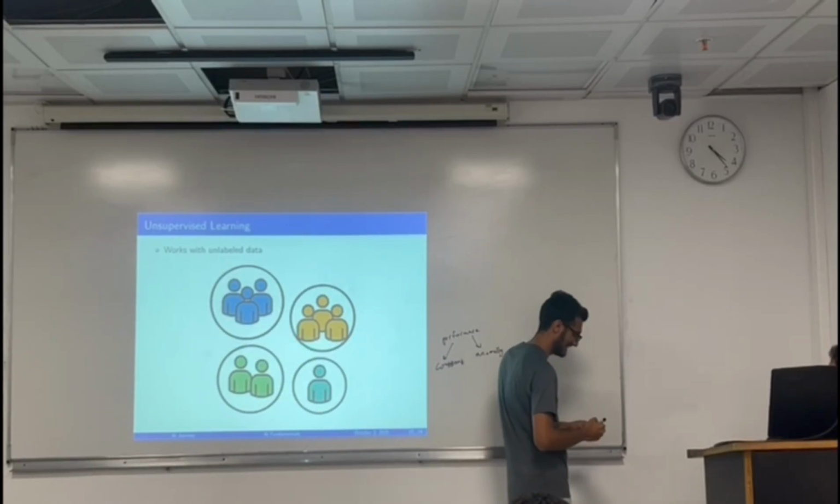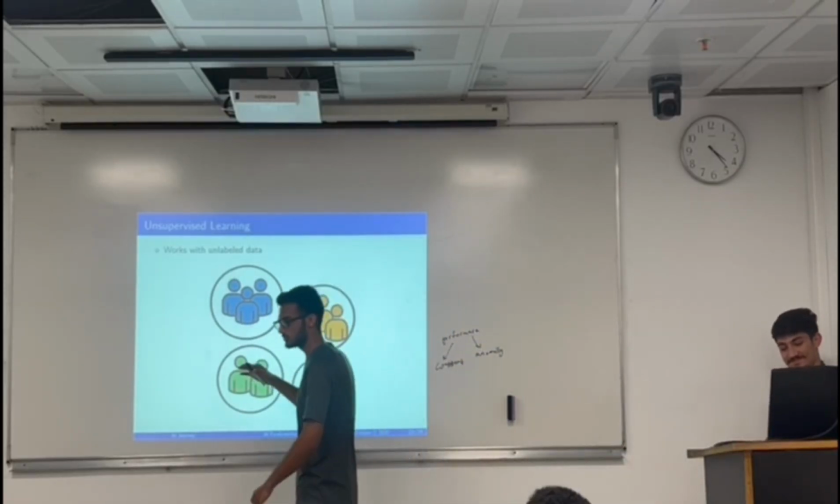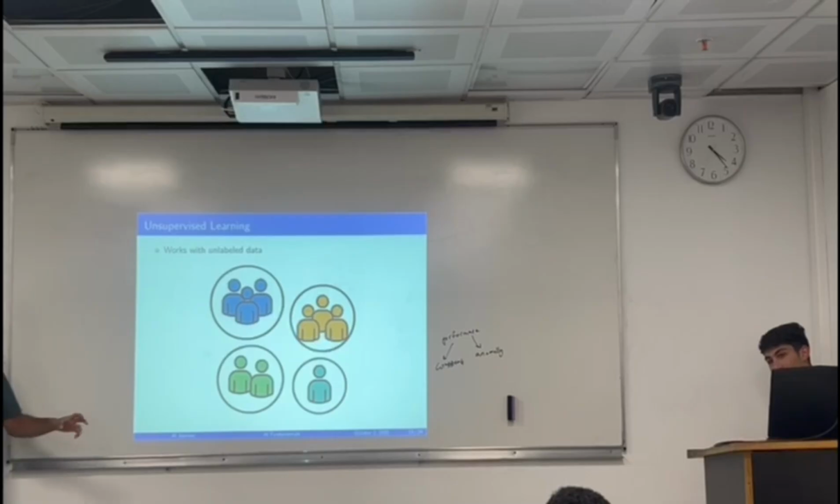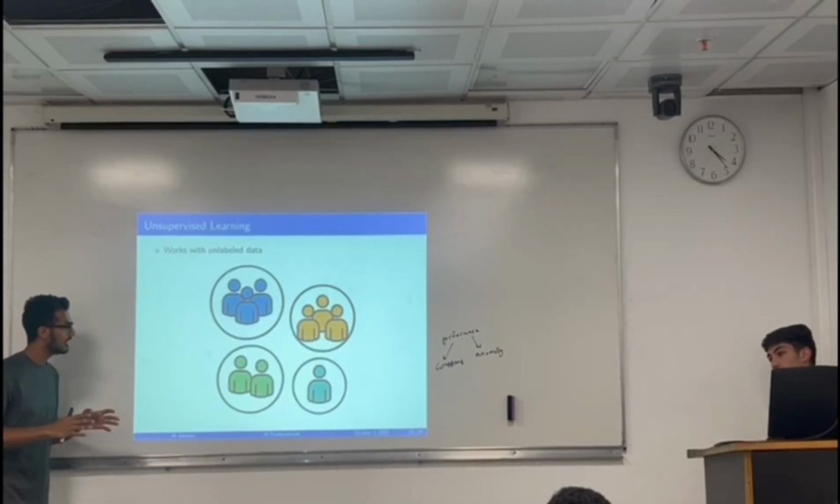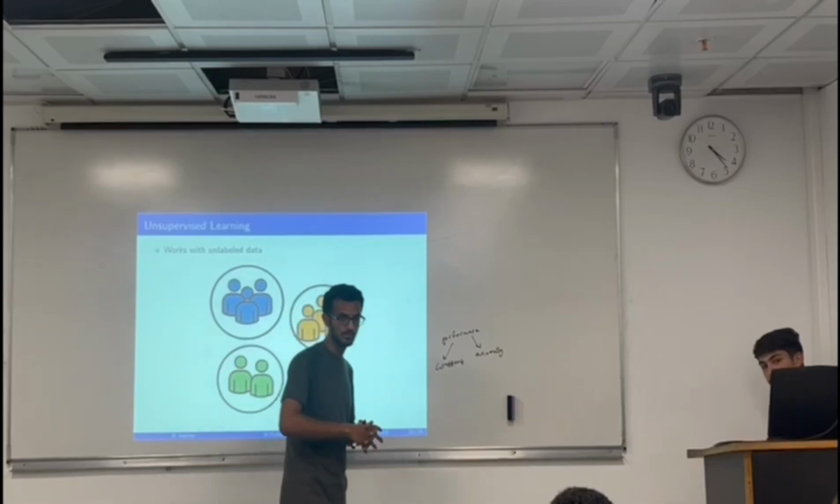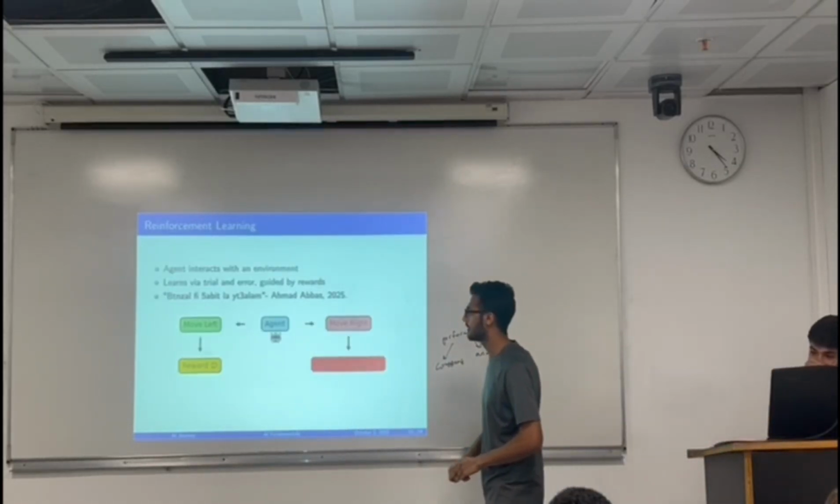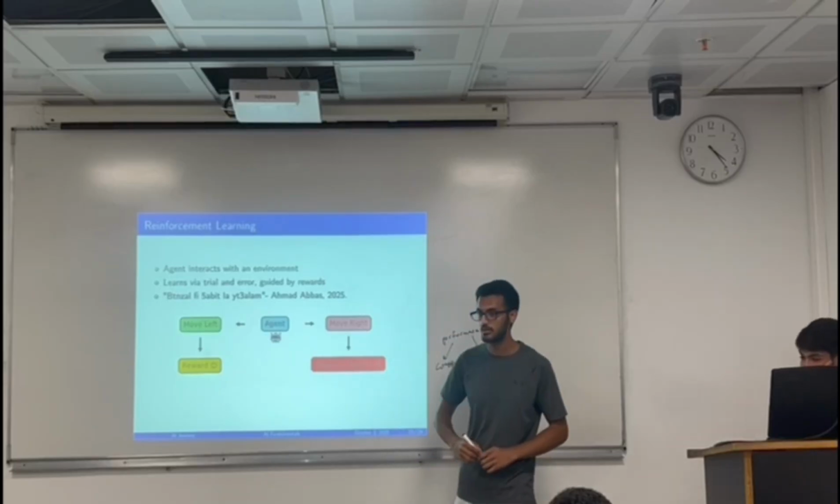Okay, anyways. So what I'm trying to say here is I don't have questions and answers that I'm trying to learn. I have data points and I'm trying to find relationships between them. Okay? The third category of machine learning is reinforcement learning.